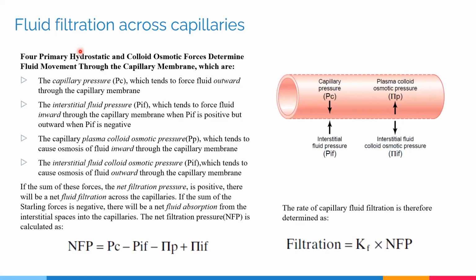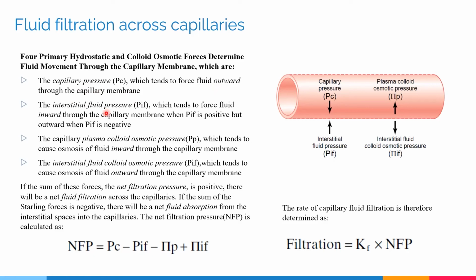Next, we move on to fluid filtration across capillaries. The four major hydrostatic and colloid osmotic pressure forces which determine the movement of fluid through the capillary wall are as follows. The first and foremost is the capillary pressure, which tends to force fluid outward through the capillary membrane. So the pressure of blood in the capillary itself pushes fluid and substances out of the capillary.